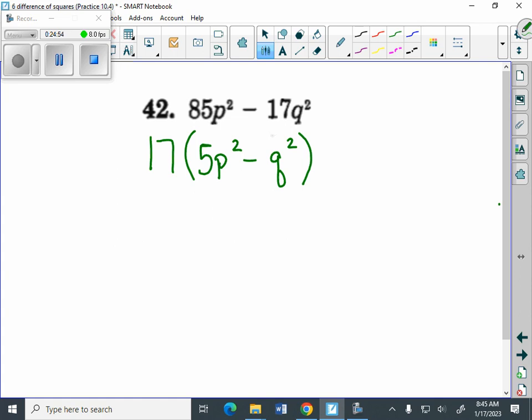And the thing is, we can't break apart 5. We can break apart p. P times p is p squared. Q times q is q squared. But we can't say 2.5 times 2.5 is 5. It's not true. Is this problem prime? It is not. Because we can take out a 17, we have a greatest common factor. We can't do much on the factoring front, but we can take out the greatest common factor. So this one is not prime.